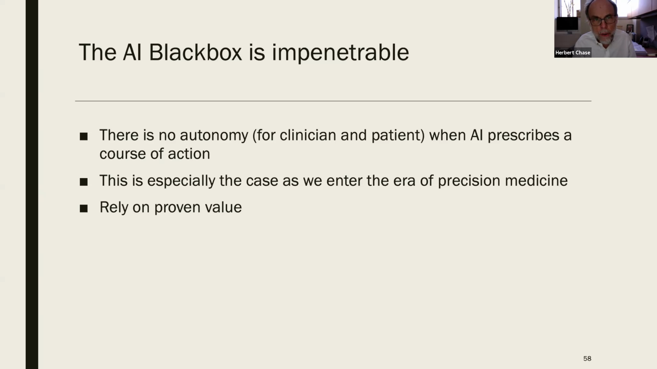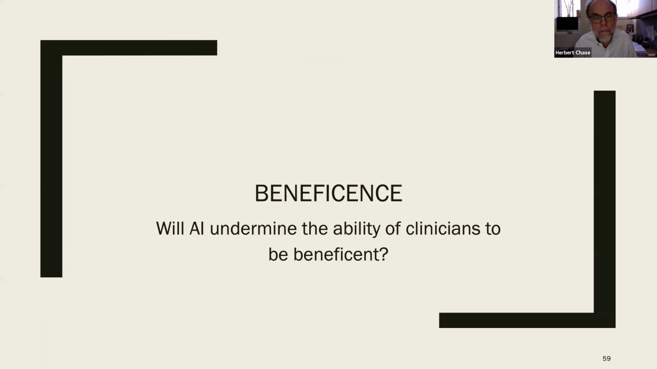So the black box will be impenetrable, but I'm not sure it matters. It doesn't matter if we know what went into all that machine learning. It only matters if the machine's value can be proved by conventional methods. And then beneficence: is AI going to undermine my ability to benefit the patient?